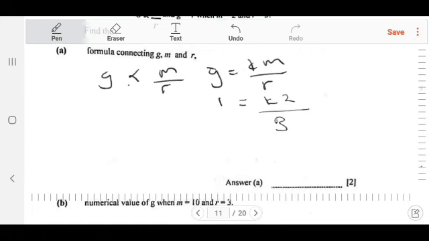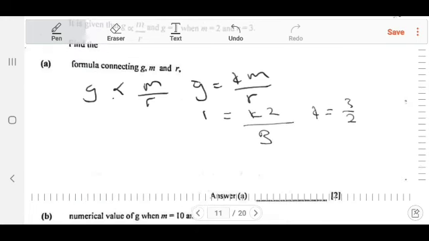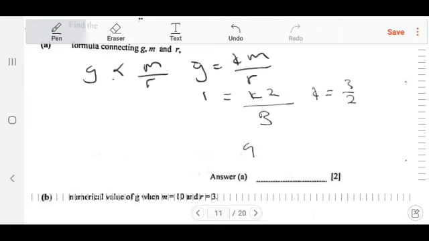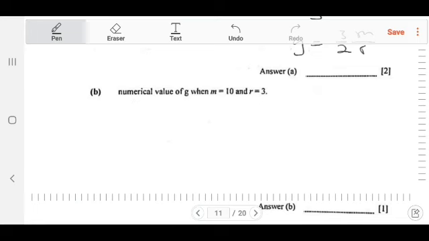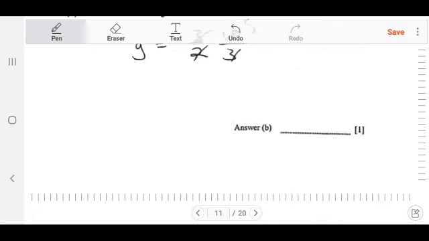So what is K? Multiplying by 3, I'm going to get 3, so K equals 3 over 2. So the formula is G equals 3 over 2 times M over R. Then B, find the numerical value of G when M is 10 and R is 3. So G equals 3 over 2, M is 10 and R is 3. So this cancels, then this will give us 5. So G equals 5.